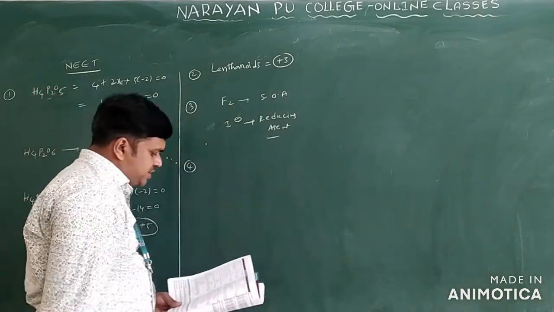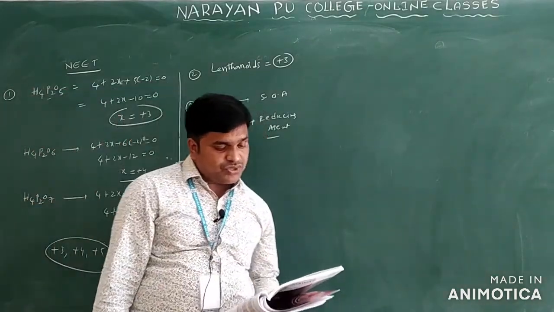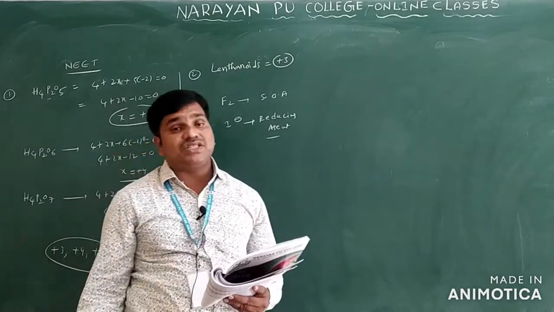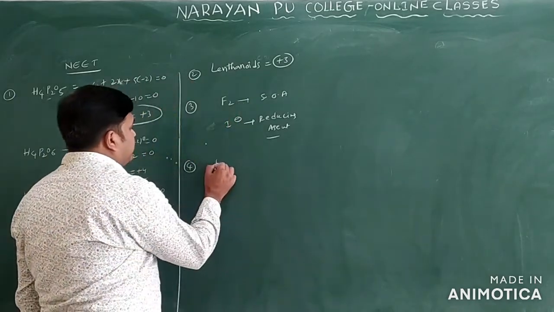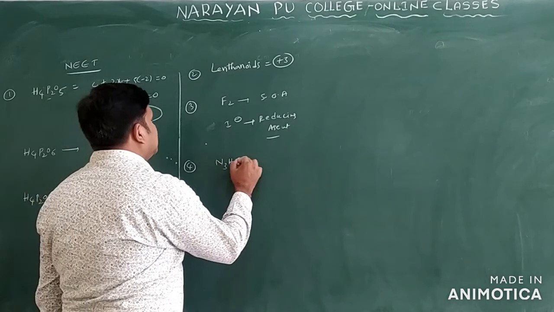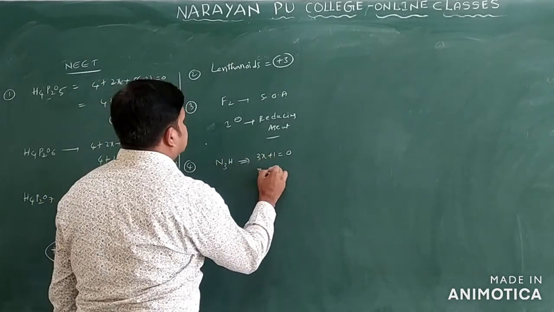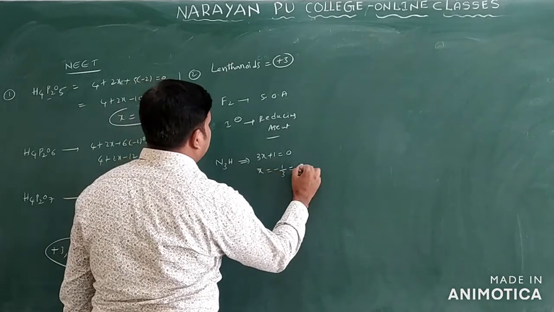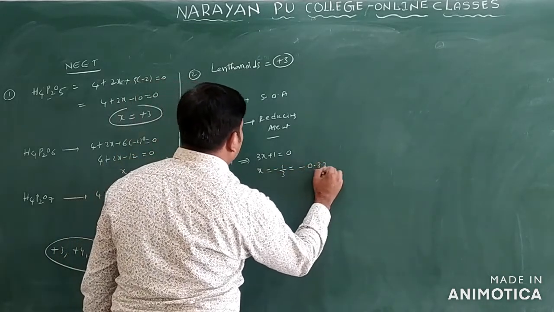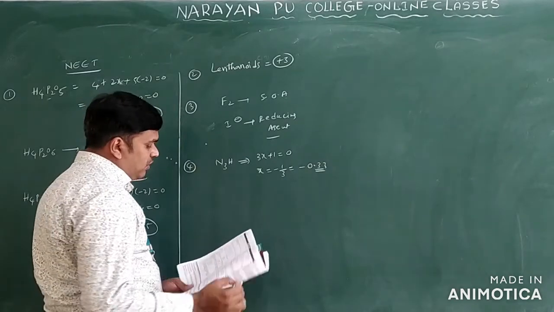Question number 4 you can see. In which of the following compounds can nitrogen exhibit the highest oxidation state? The first compound is given, N3H. From this you will write 3x plus 1 is equal to 0, x equal to minus 1 by 3, or you will write minus 0.33. Next we have NH2OH.